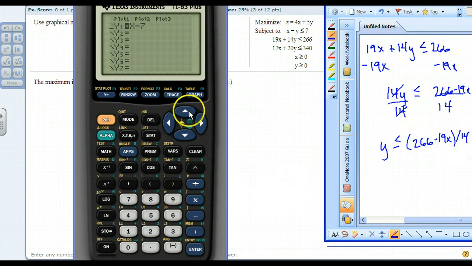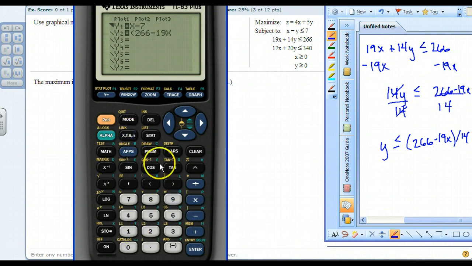If you're using your calculator to help you, put the parentheses in there, 266 minus 19x, alright, divided by 14. You don't have to get it into some y equals mx plus b form or something like that. It's fine if you just put it in there this way. Okay, y is isolated. This is a less than. And we have y isolated, so we're going to use that one.